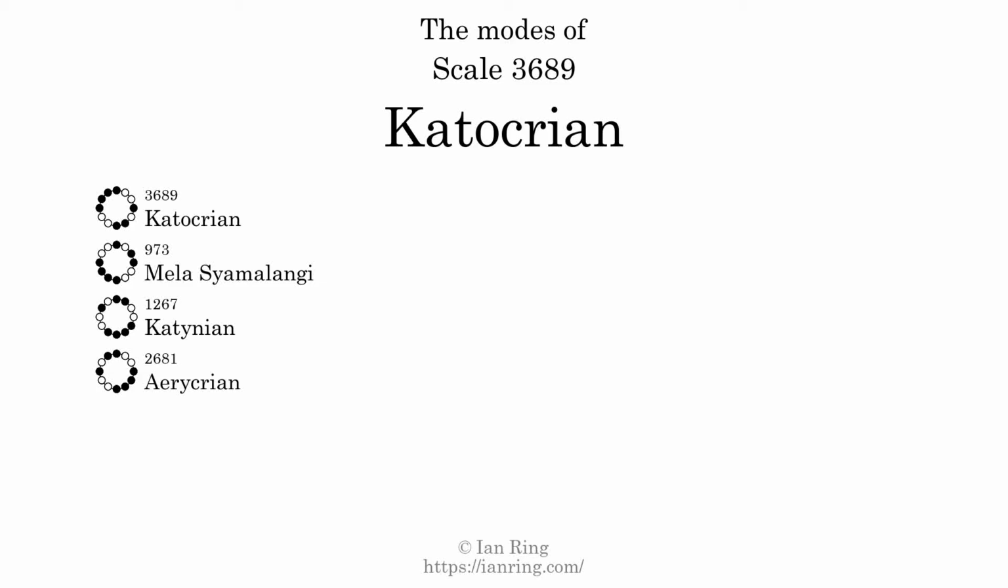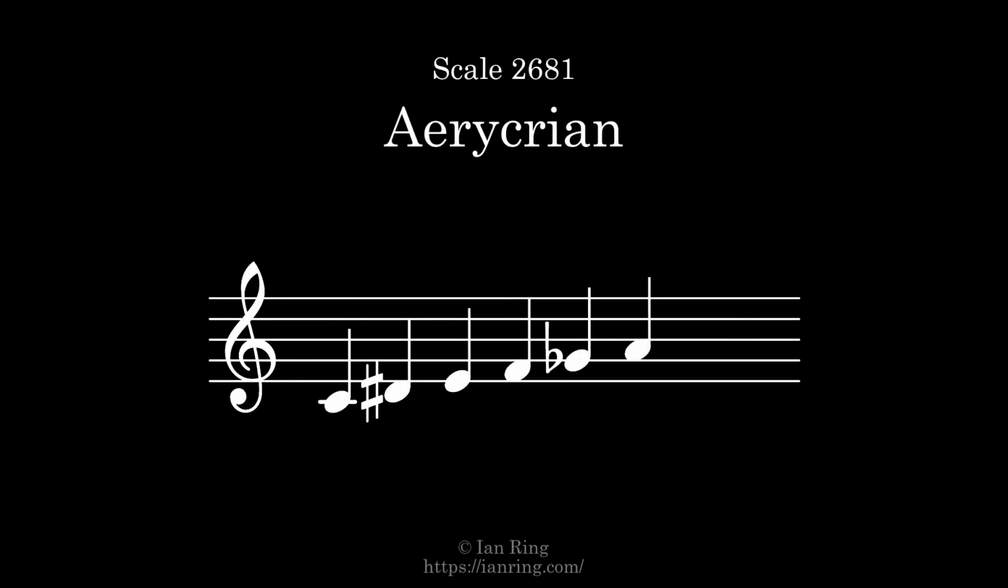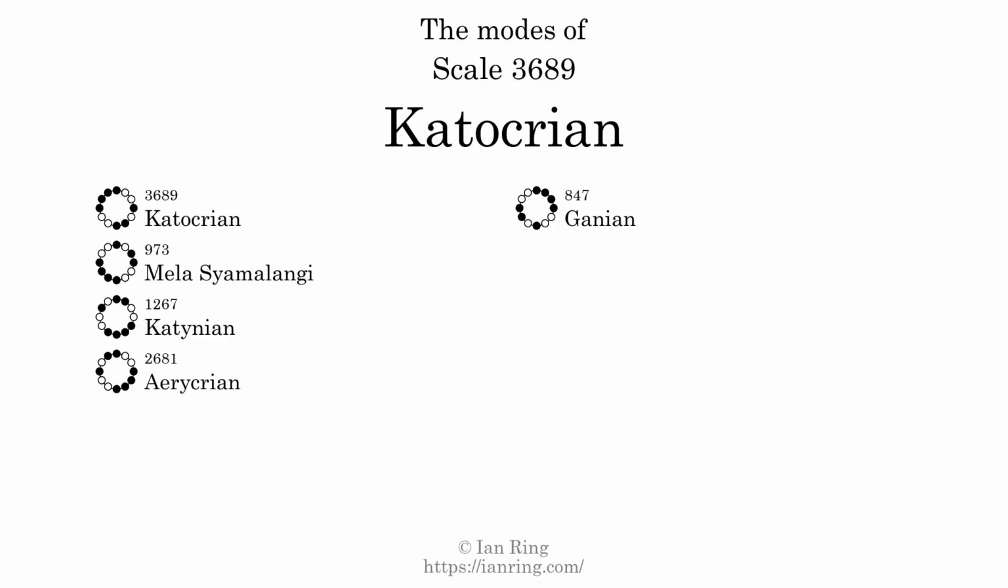The fourth mode is scale 2681, also known as Katocrian. It sounds like this. The fifth mode is scale 847, also known as Ghanaian. It sounds like this.